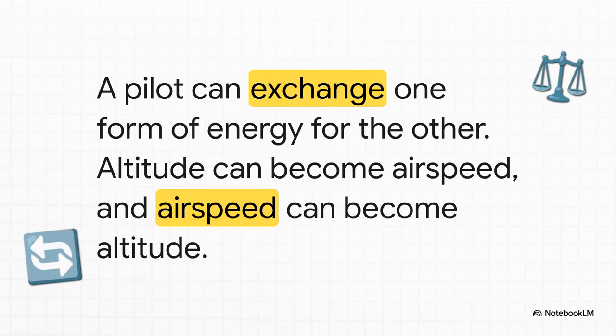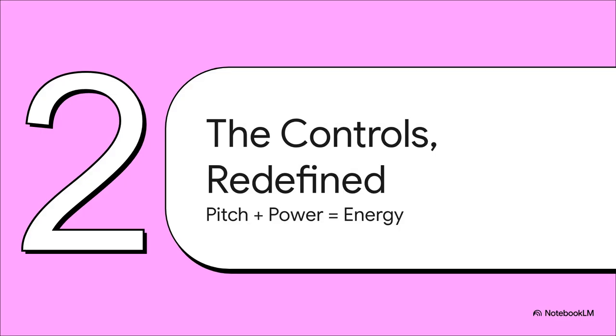But here's the absolute key to all of this. These two accounts are linked. A pilot can, at any time, trade one for the other. They can cash in altitude to get more airspeed, or they can spend their airspeed to buy more altitude. It's just like transferring money between your savings and checking. They're totally interchangeable.